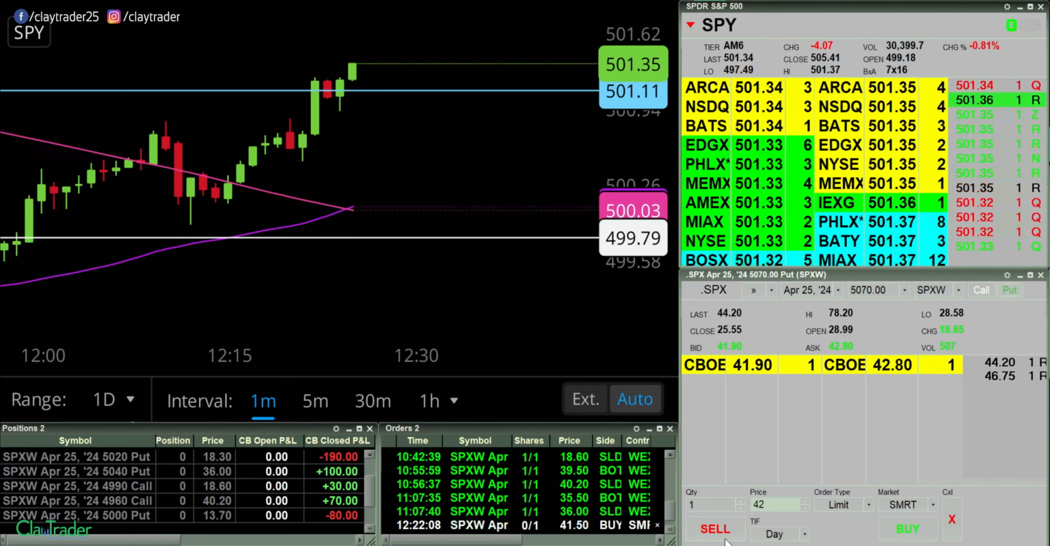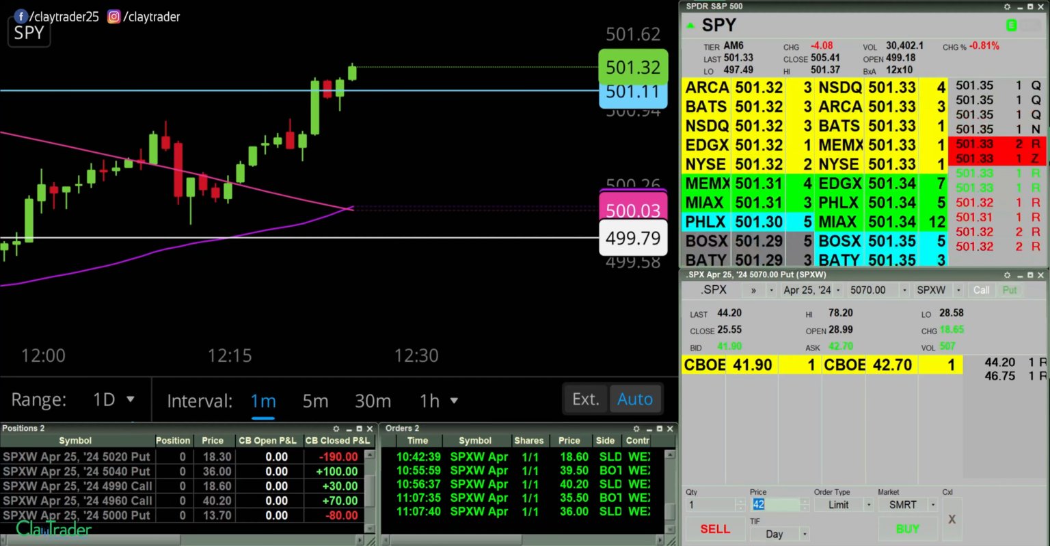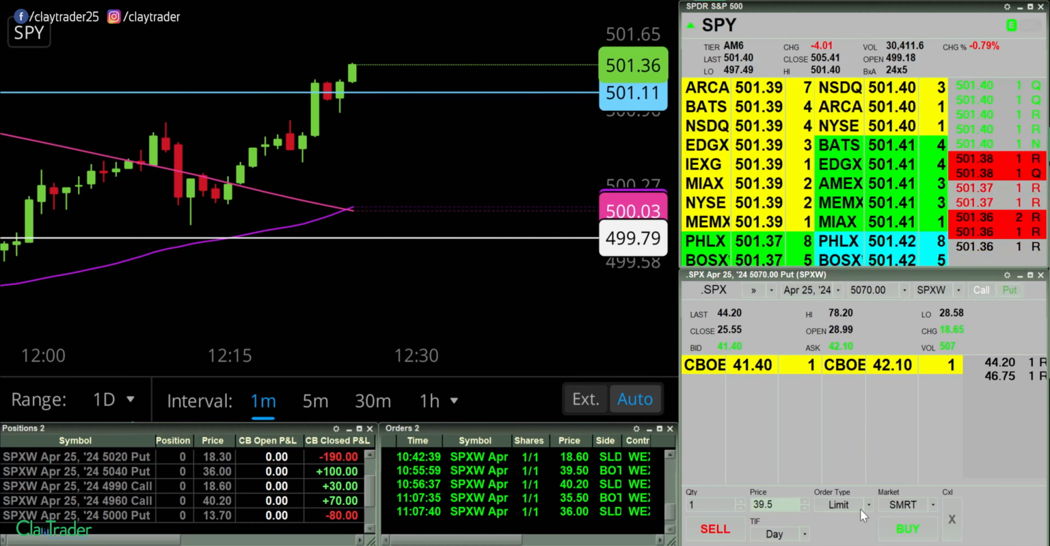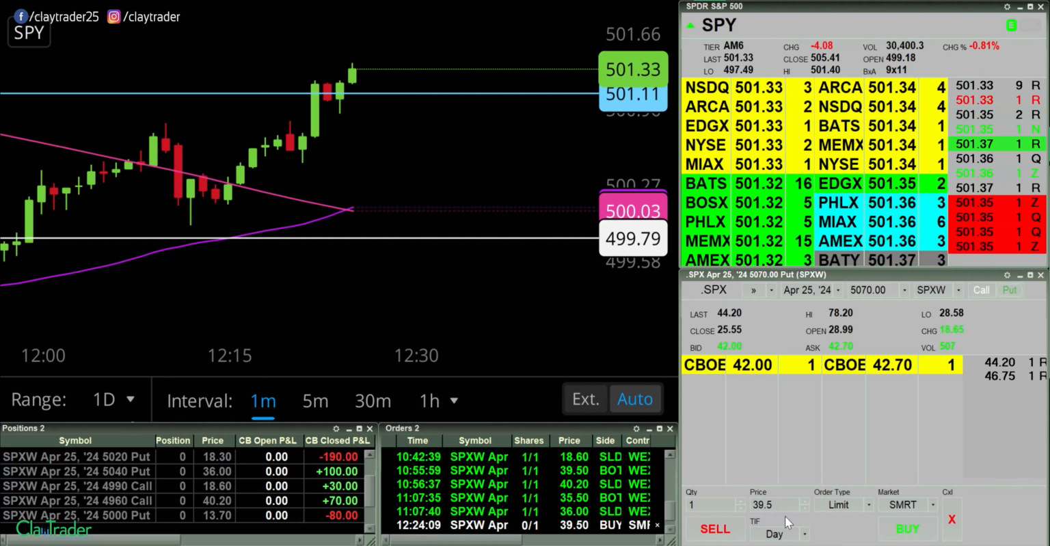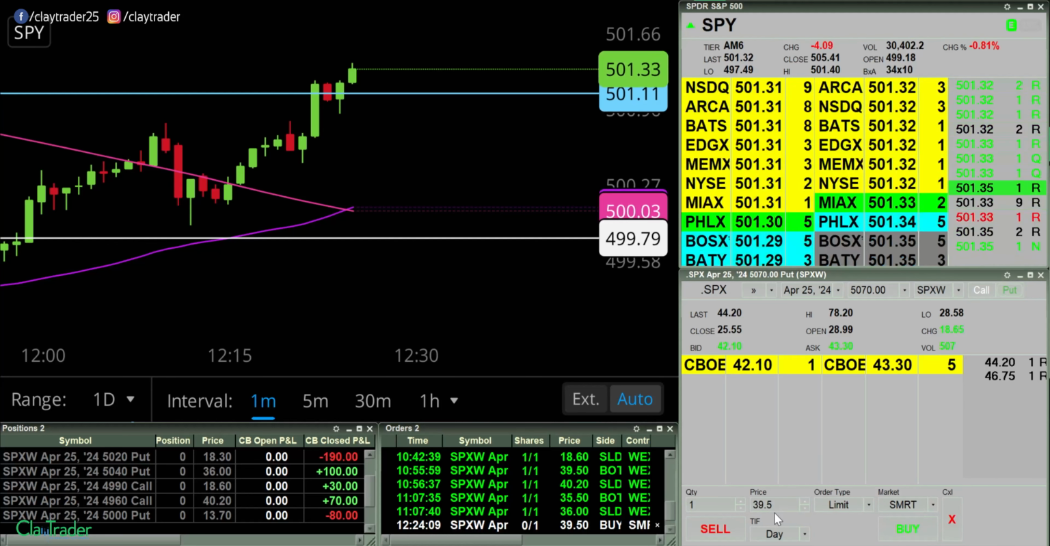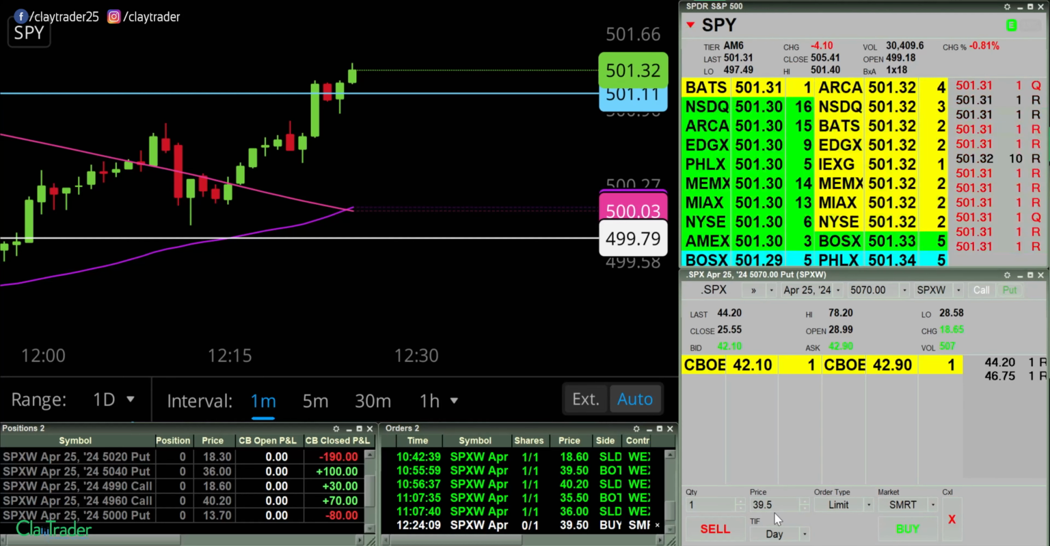I have an order at 41.50. Oh, was close. Did not get filled. So now I need to go down to 39.50, just in case there's even further of a breakout here. Want to play things extra conservative.